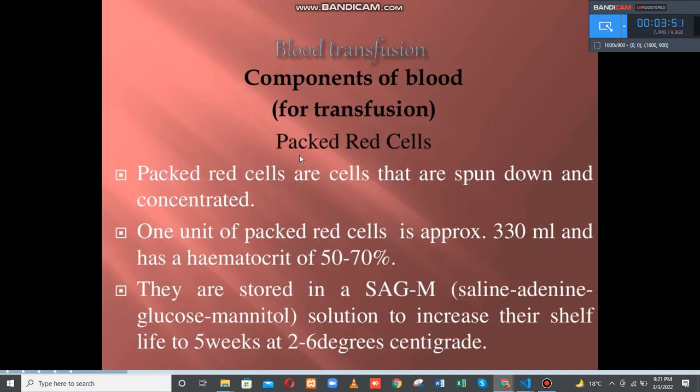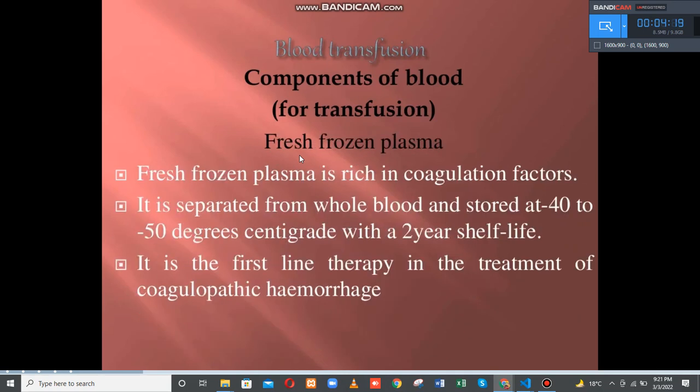So packed red cells are spun down and concentrated. One unit is about 330 ml and has a hematocrit of 50 to 70%. They are stored in a SAG-M saline adenine glucose mannitol solution to increase their shelf life to 5 weeks at 2 to 6 degrees centigrade. And fresh frozen plasma.